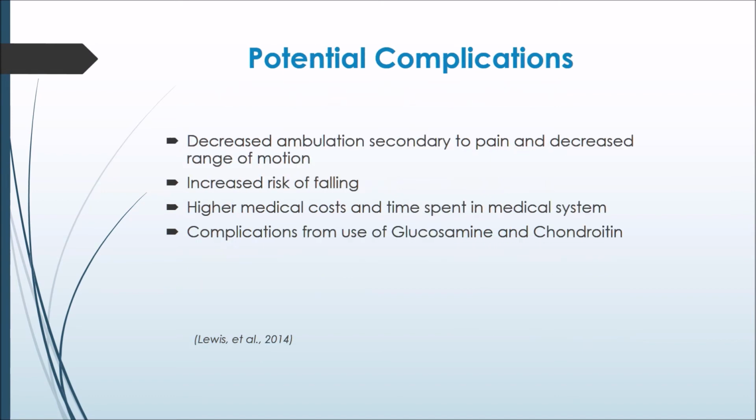Potential complications can be decreased ambulation secondary to pain and decreased range of motion, leading to decreased strength, functional mobility, and quality of life. There's also an increased risk of falling because pain and stiffness in the joints lead to decreased range of motion, putting individuals at a higher risk for falls. Higher medical costs and time spent in the medical system due to MRIs, physical therapy, joint replacement therapy, infections, the expense of joint replacement surgery, and pain prescriptions can continue to ramp up those medical costs.